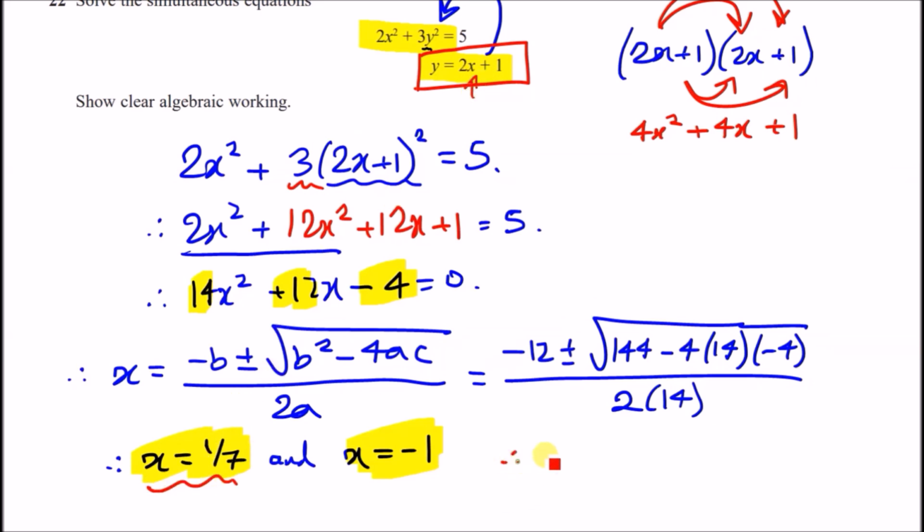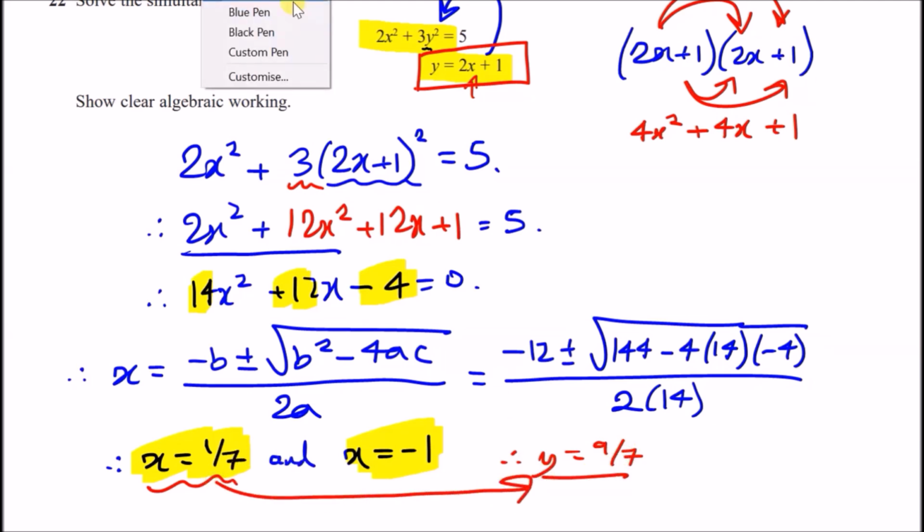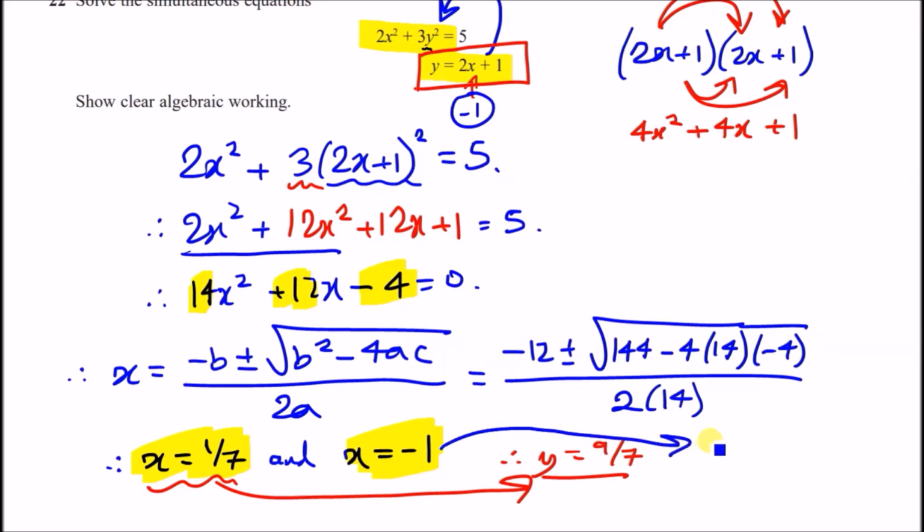So doing so, you're going to have y equal 2 times 1 over 7 plus 1. It's going to give us 9 over 7. So that's the other pair that goes with this. And the next one, replace x with negative 1. 2 times negative 1 plus 1 will give us another negative 1. So y also equals negative 1. And that's it, guys. That's this wrapped up.